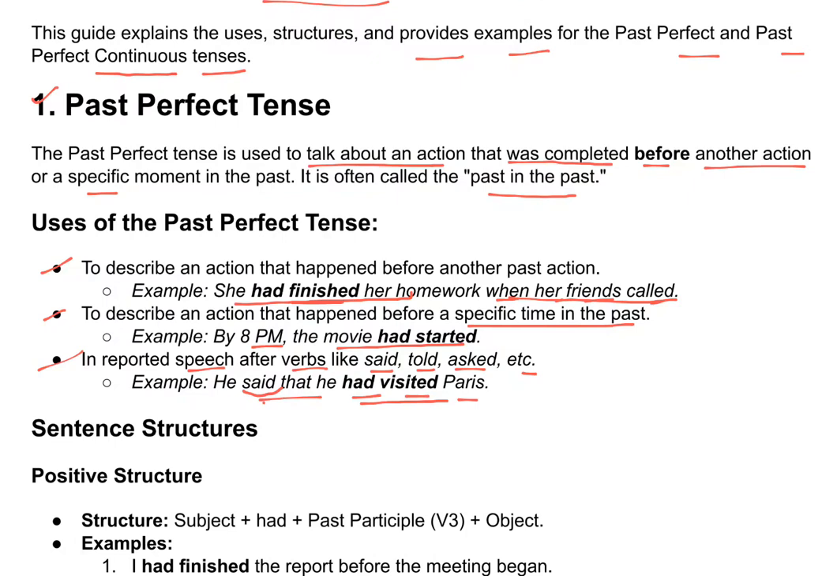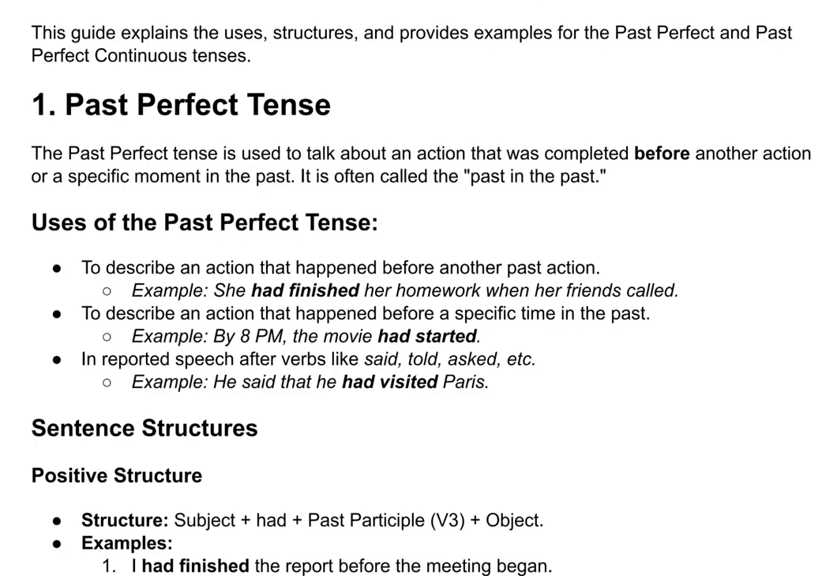These uses are very important when we talk about past. Most important is to understand the main uses of past, because we know the present very well, but we do not know the past very well. So focus on these three important points. First is an action that happened before another past action. Second is a specific time. Third is verbs like said, told, asked, etc.